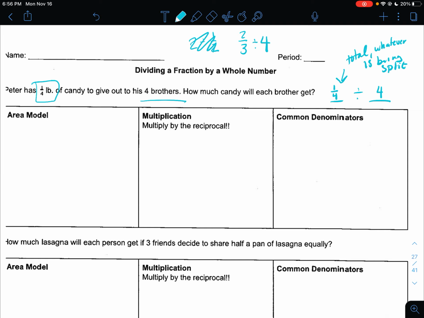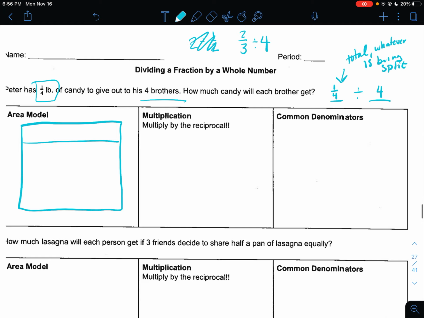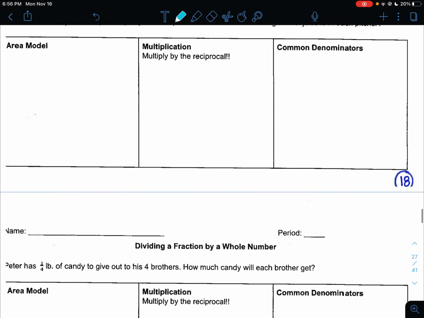So I'm going to show you, you can use the area model to solve this. Once again, you're just going to do the models to get like a visual of it. And then moving forward, you can just do the keep, change, flip. Okay? So area model. We are going to start with what we're dividing up, and we're going to draw what we're actually dividing up. So we are dividing up a 1/4 pound of candy. So we're going to draw a 1/4 pound of candy. So the whole rectangle is a pound, and we just have a 1/4 of the pound.